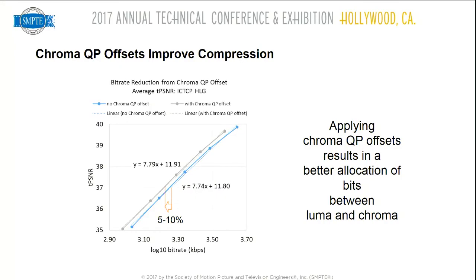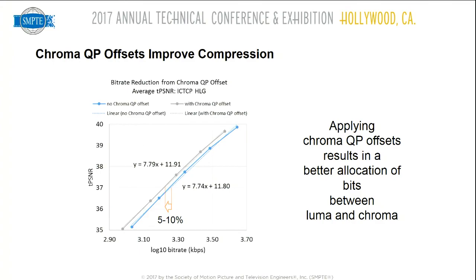First off, it's very interesting to me that when you do Chroma QP offsets, you're doing more than equalizing the playing field. You're actually creating a better mix of bit allocation to chroma and luma, and that's what's shown here. This is for ICtCp HLG. The gray curve, which is further to the left, is after the Chroma QP optimization. The blue curve is before it. That's basically equivalent to a reduction of 5 to 10% of bit rate for the same quality.